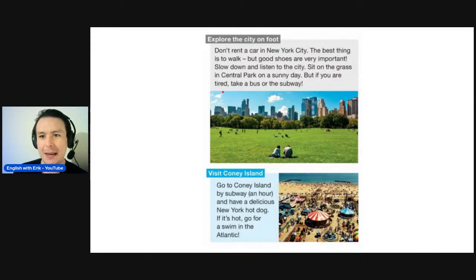Keep in mind the pronunciation of this word. Okay. Please repeat after me. Tired. Yes, when you're tired, you're exhausted. You're like, oh, it's been a long day. I need to slow down and I need to relax and rest.